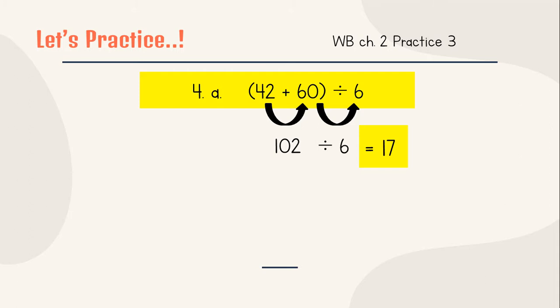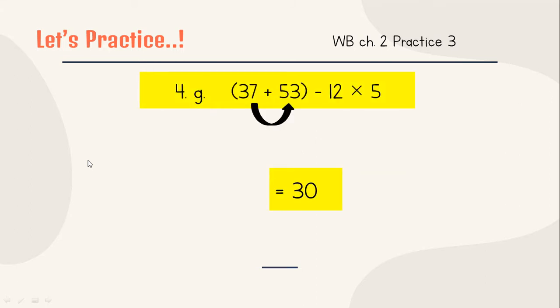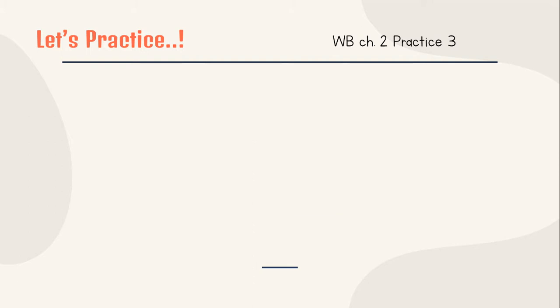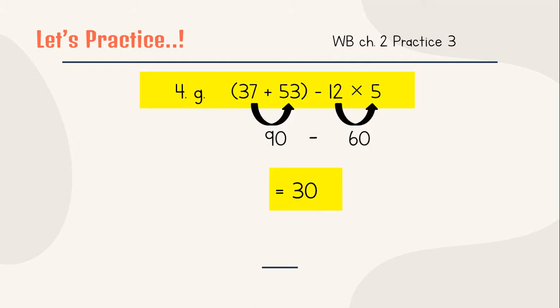So for A, 42 plus 60 divided by 6. Within the bracket, we're going to do the within the bracket first. 42 plus 60, 102. Divided by 6 equals 17. Are we done? Yes. Oopsie. Okay, I gotta reveal the answer at first.